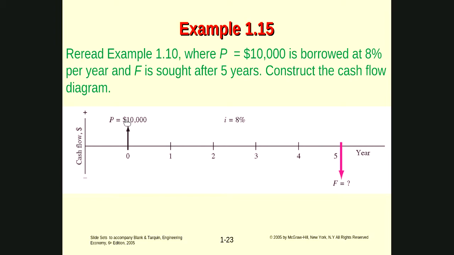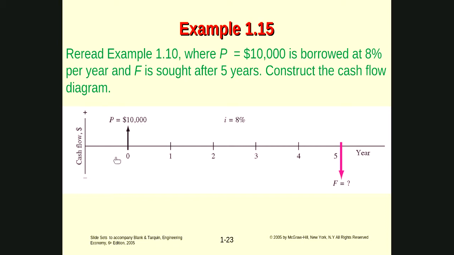And why is it up? Because you borrowed. The money goes to whom? To you. And the question is about you. So it is an inflow because the money is with you, not with the company, not with the bank. It's about you, so you are the one having that 10,000. So it's an inflow. The arrow goes up and you write $10,000.